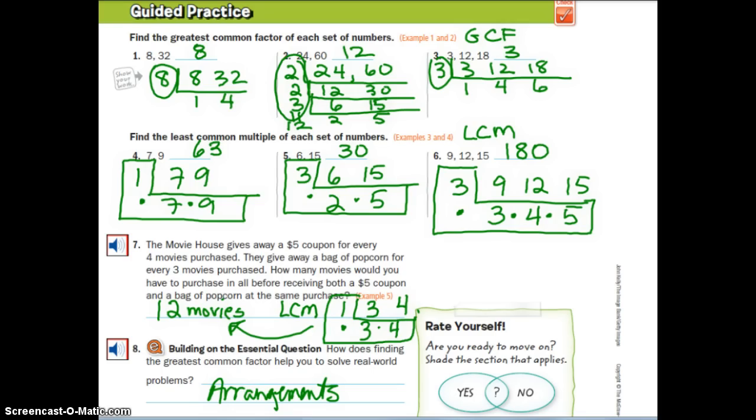All right, look over my answers and see if you got the same. 1 is 8, 2 is 12, 3 is 3. They were all GCF. 4 is 63, 5 is 30, 6 is 180. Those are LCM. Problem number 7 was also an LCM problem. And in greatest common factors, you're looking for arrangements. I will be giving you a handout so you can use.